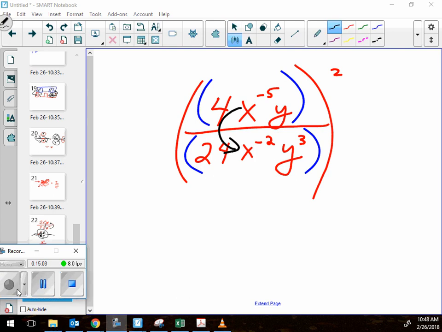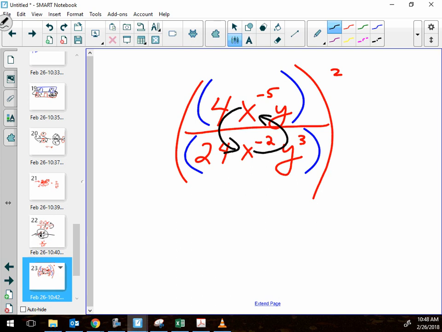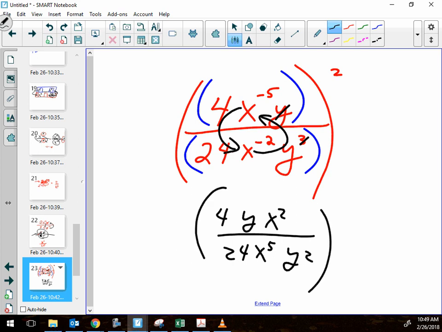Okay, so we are taking these guys and moving them down, putting these guys back up, and I'm going to just rewrite it with that. 4y, and the x squareds that were on the bottom come up to the top, and then 24, and then the x to the fifths that were on the top go to the bottom, and then these guys just cancel a little bit, and there's y squared left down here. Then all of that is squared.